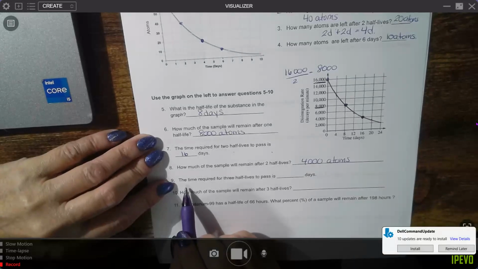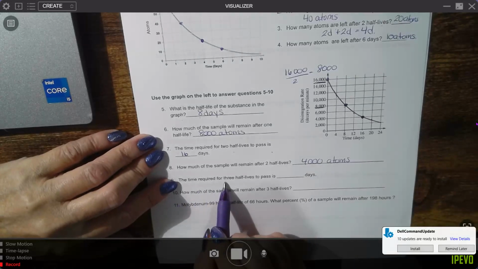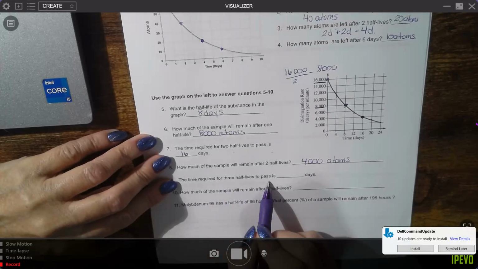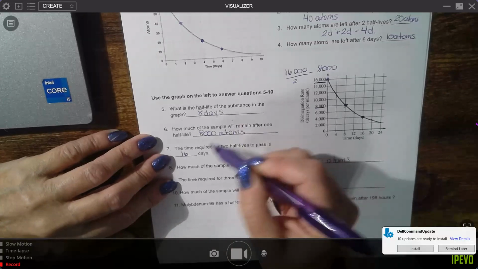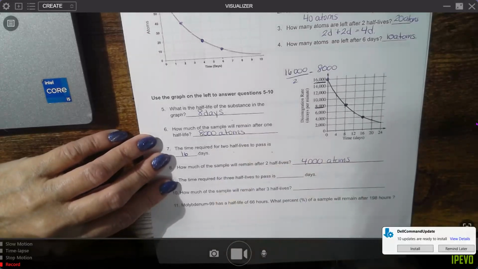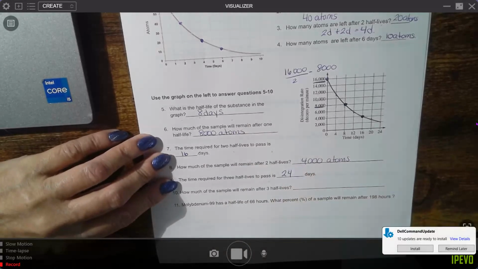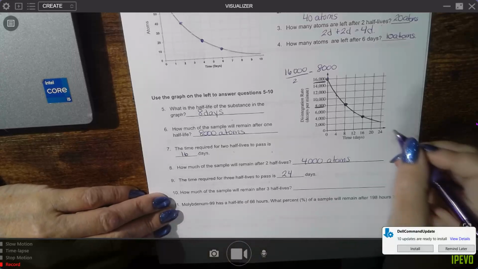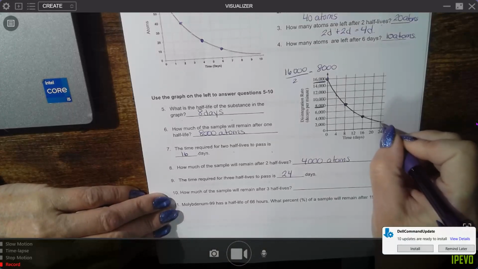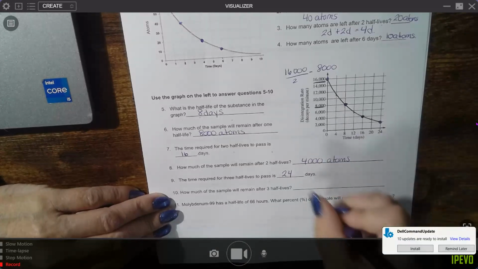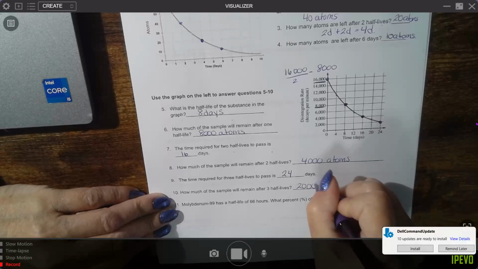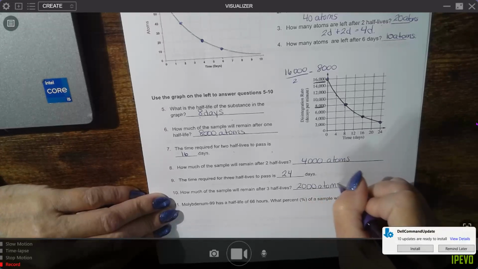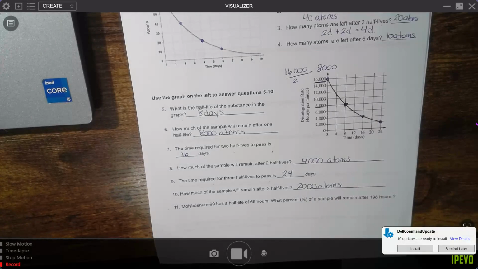And then what is the amount of time required for 3 half-lives to pass? If 1 half-life is 8 days, 2 is 16, 3 times 8 is 24 days. And then it says how much of the sample will remain after 3 half-lives. So I look at my graph, I go to 24 days, and I see that 2,000 atoms would remain. Okay, so that's how we would do this, looking at a graph.